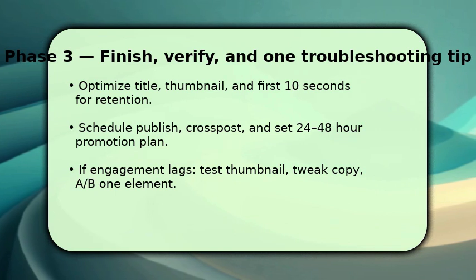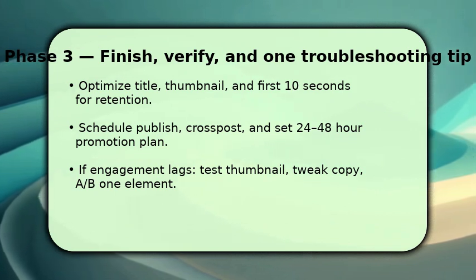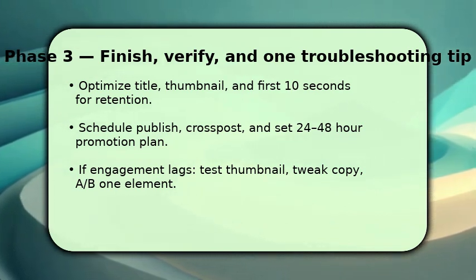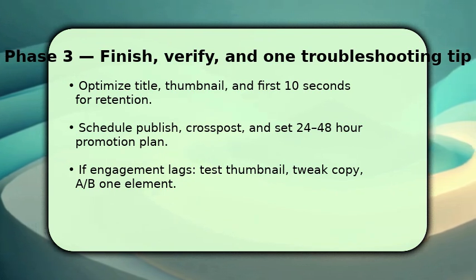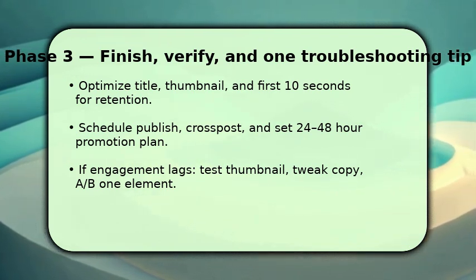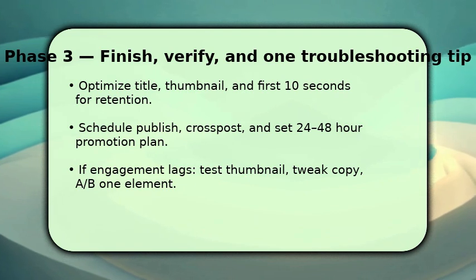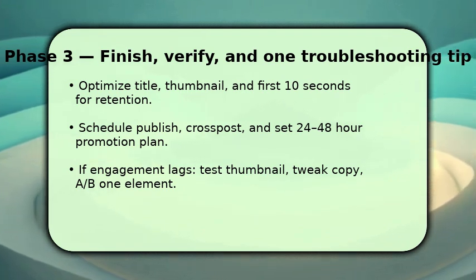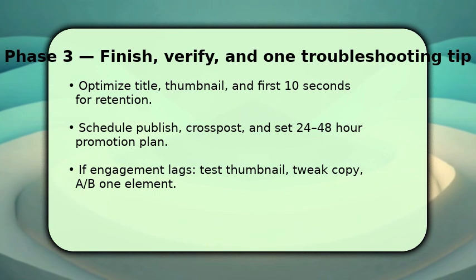Monitor core metrics for 72 hours and be ready to iterate. If engagement is low, focus on one troubleshooting test. Change the thumbnail or headline and run an A/B comparison. This isolates impact faster than redesigning everything and saves effort.